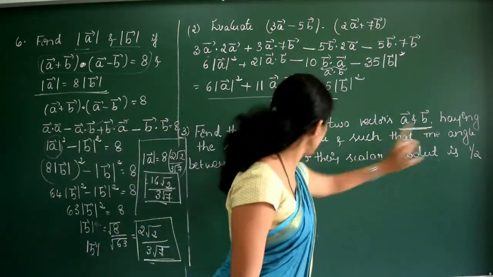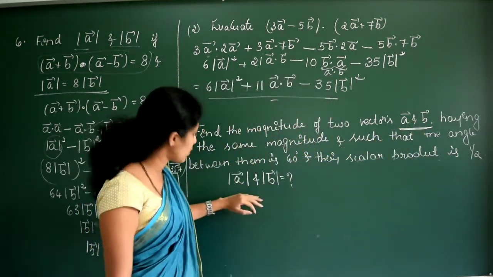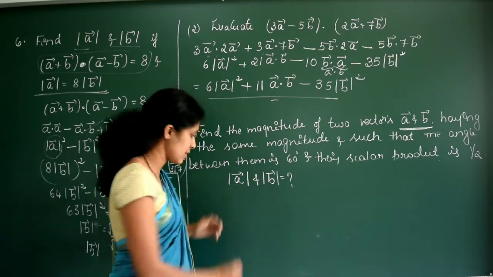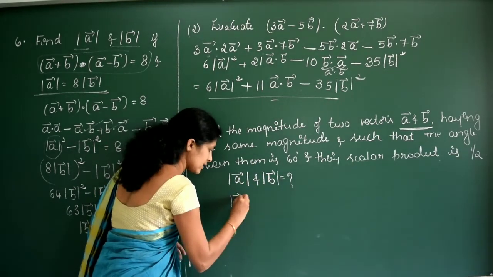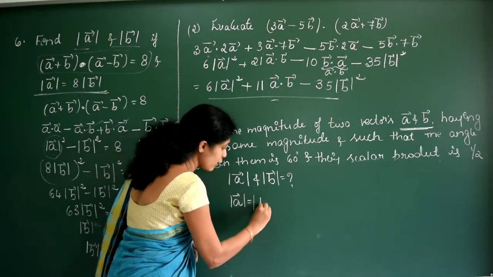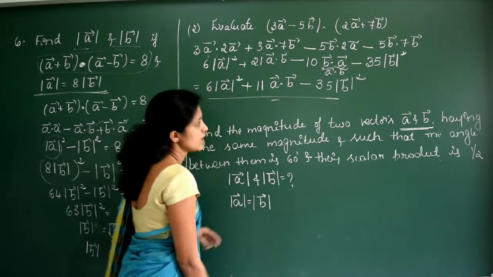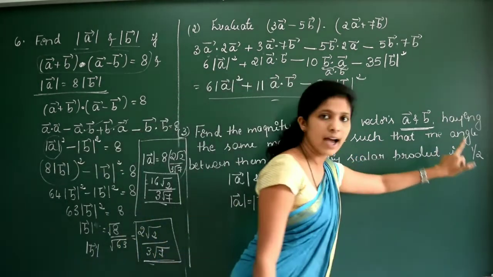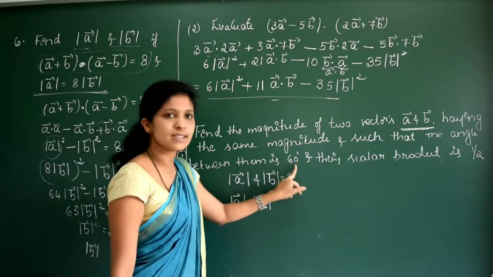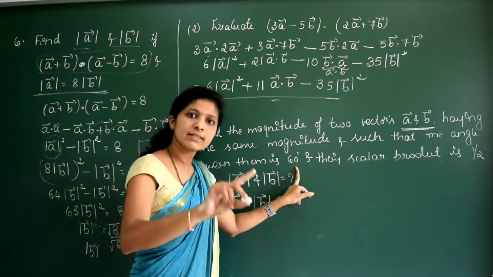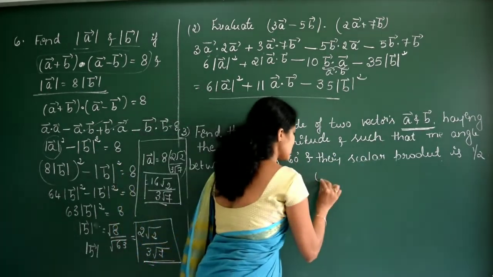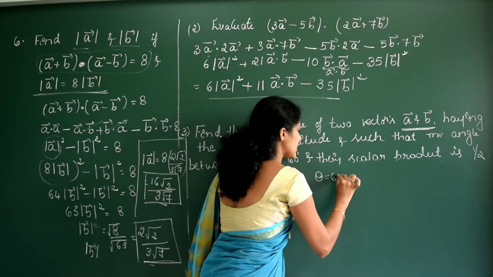Remember, both vectors have the same magnitude. So I can write magnitude of A vector is equal to magnitude of B vector. This is given. Next, what is given? The angle between them is 60 degrees. The angle between the A vector and B vector is 60, that is theta is equal to 60 degrees, is given.